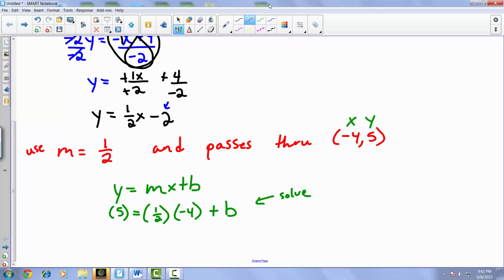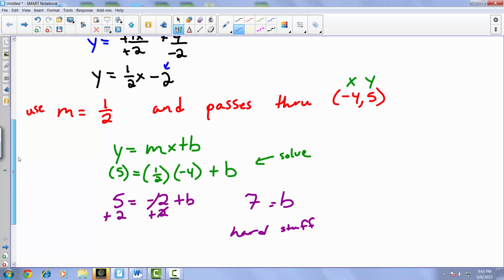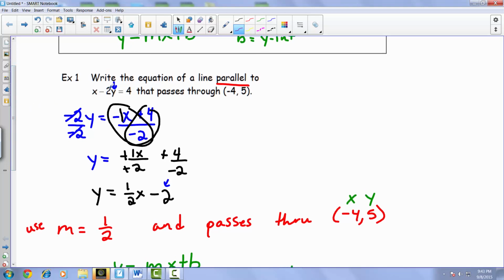So we end up then with 5 is equal to a half of -4, which just comes out to be -2, plus b. Adding 2 to both sides, we see that b comes out to be 7. So now we've actually gone ahead and done all the hard parts. So this was all the hard stuff. But again, our goal is to write an equation of a line that is parallel with this other line.